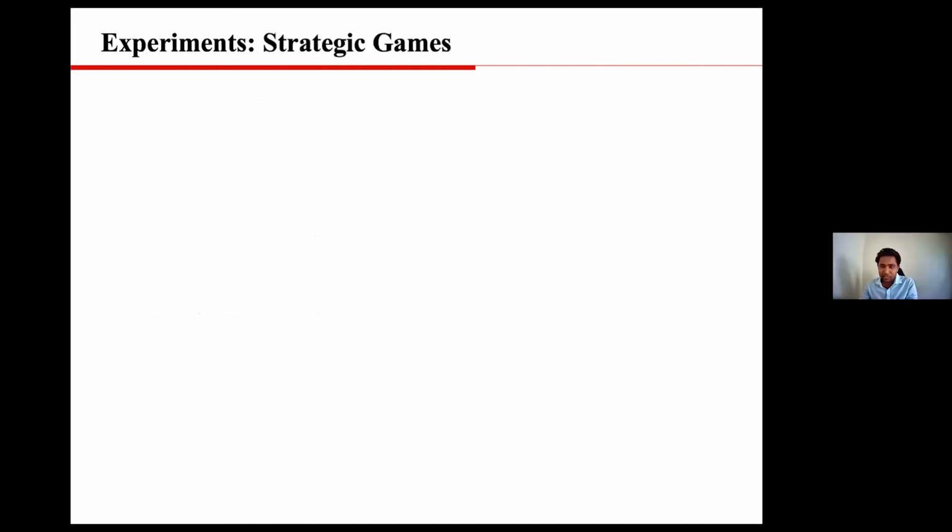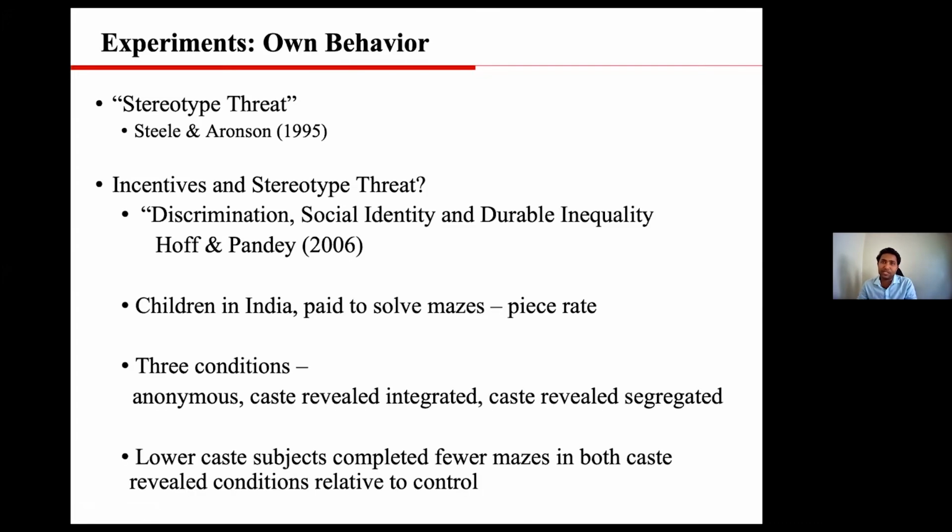Professor, can I ask a question? Sure. So usually low caste people are from low income backgrounds, so they might have poor nutrition and low IQ. So do they control for those factors?